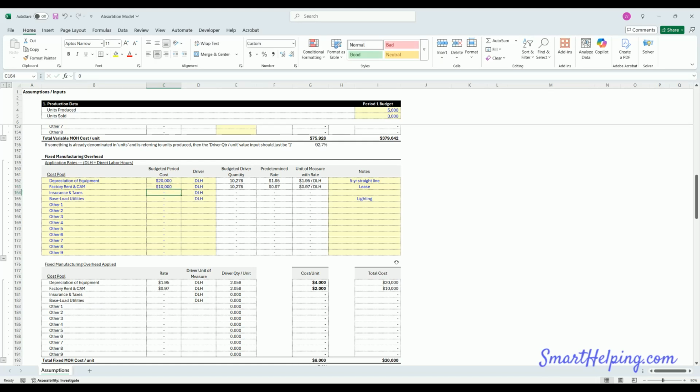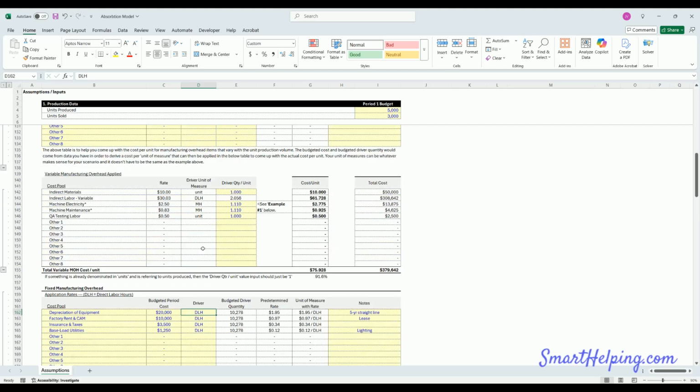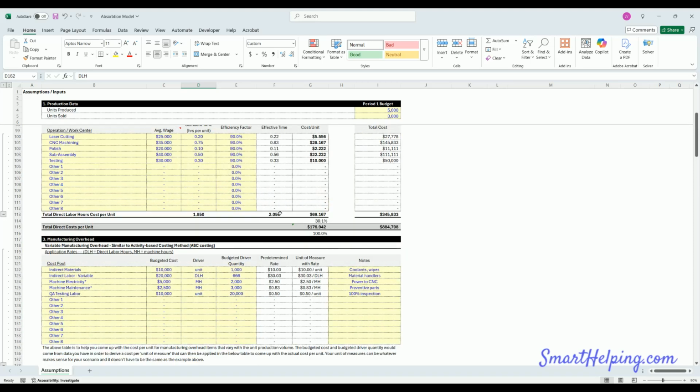Insurance and taxes, let's say 3,500, and then lights, let's say 1,250. And our driver here, and you can put whatever driver you want, but here we're saying this is direct labor hours. That seems to be the best way to figure out essentially what you're spending. And we already calculate the direct labor hours up here in this section.